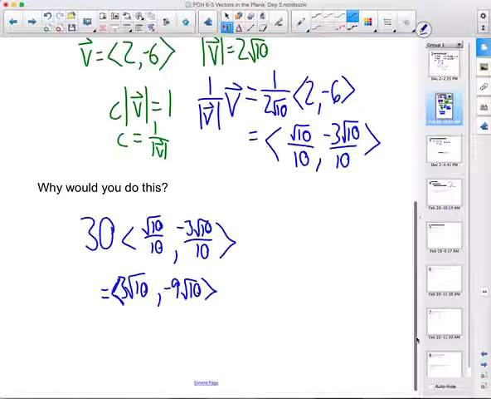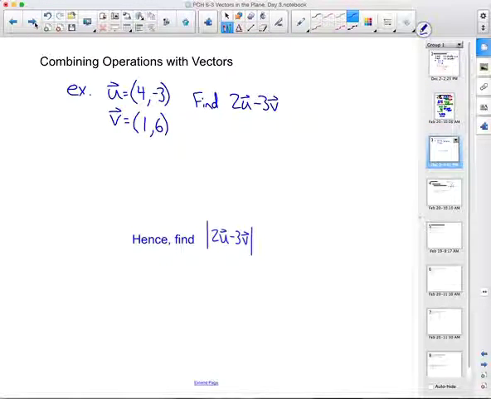Okay, so let's put a bit of this together. I've given you 2 vectors here. Take a minute. Let's see if we can put these ideas together. 2u minus 3v. All right, if this is vector u, 4, negative 3, and vector v is 1, 6, find 2u minus 3v.